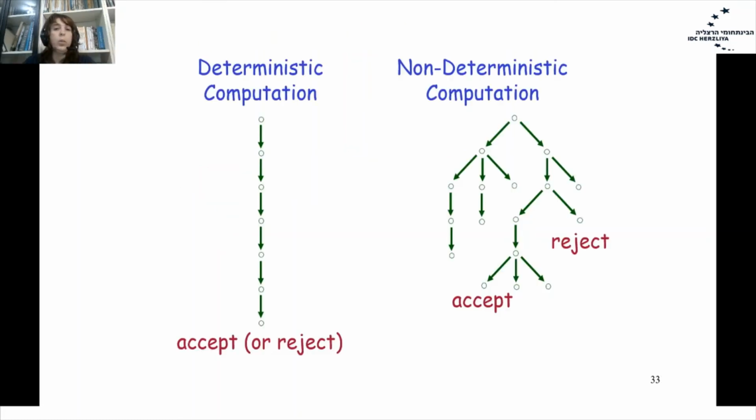So let's compare deterministic computation and non-deterministic computation. In deterministic computation, for each state and for each input letter, we have one unique transition. So basically, we are talking about one path. We start from the initial state and move on each letter of the alphabet to the next state. If we finish reading the word in the accepting state, we accept the word. If we finish reading the word in the rejecting state, we reject the word.